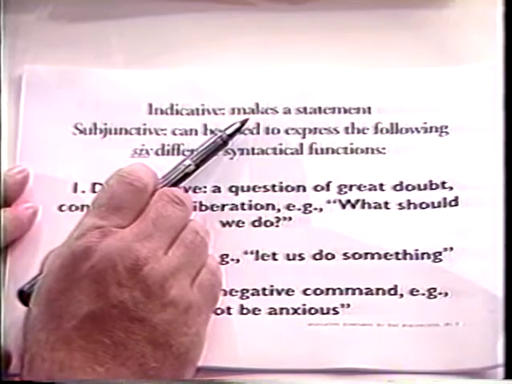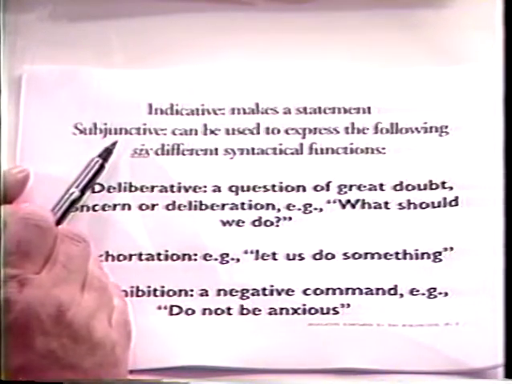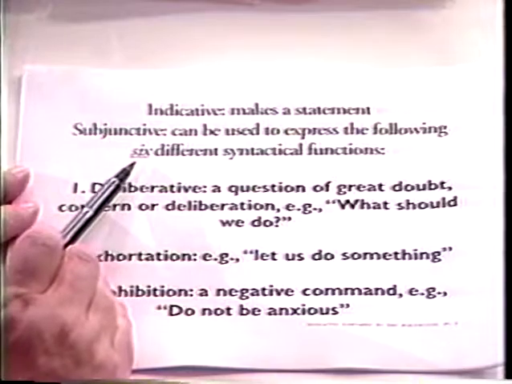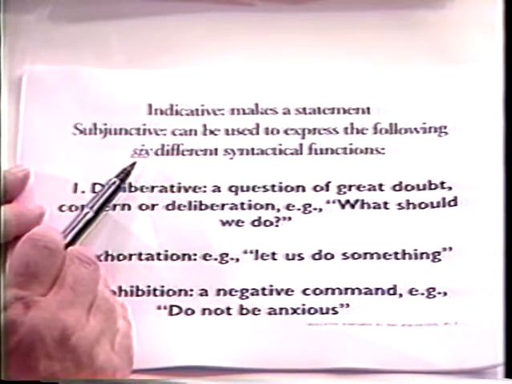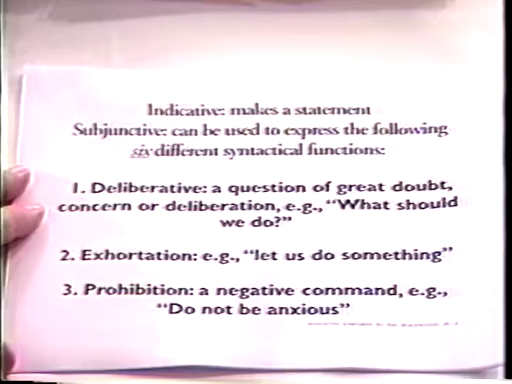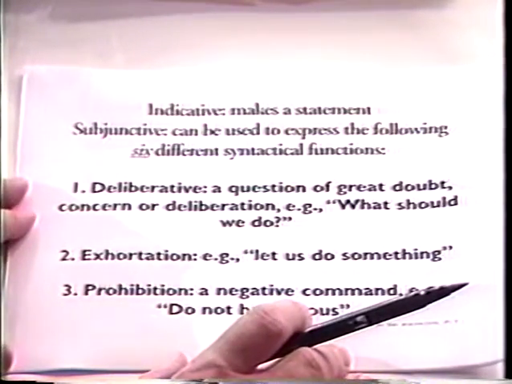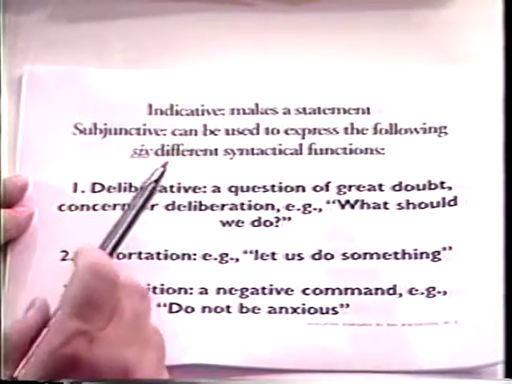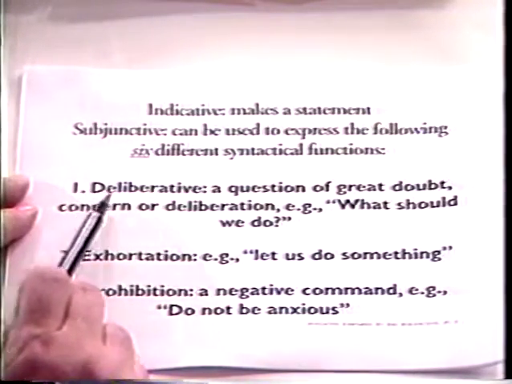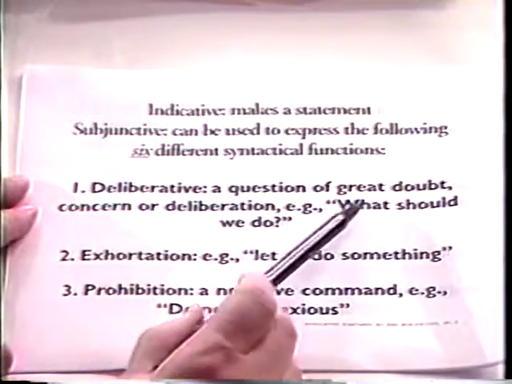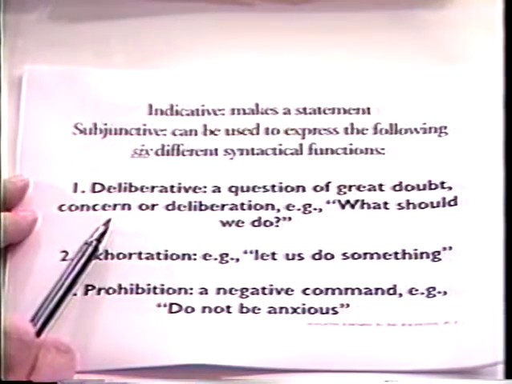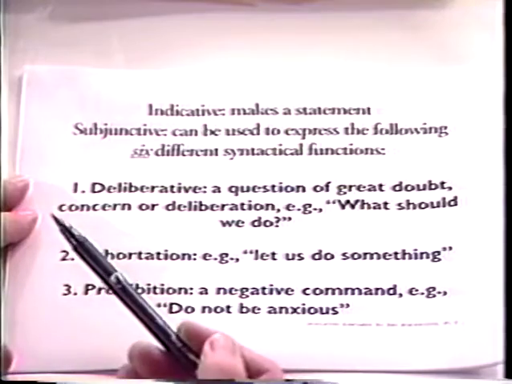The indicative mood makes a statement, whereas the subjunctive mood can be used to express the following 6 different syntactical functions. Let me just go over them briefly with you, and then we'll go back and look at them in more detail. The subjunctive can be a deliberative function, which is a question of great doubt or concern or deliberation. For example, what should we do? What are we going to eat? What are we going to drink?